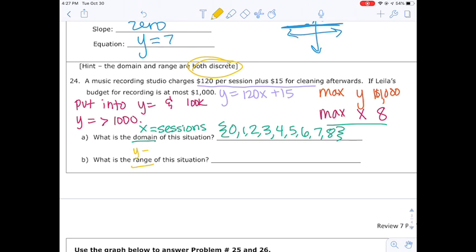The range is your Y's, and your Y is total money. So what I do to find this is I go back to the table, and I look where X is 0, Y is 15. Where X is 1, Y is 135. 2 is 255. 3 is 375. 4 is 495. 5 is 615. 6 is 735. 7 is 855. And 8 is 975. And remember, this was our last money number.